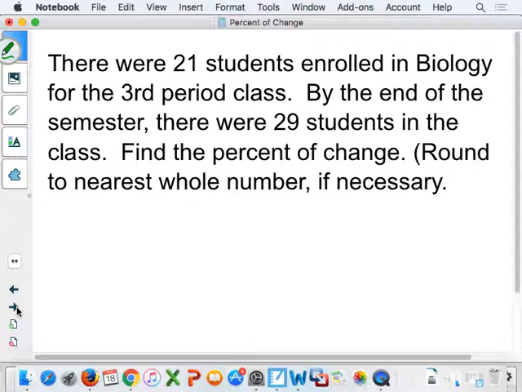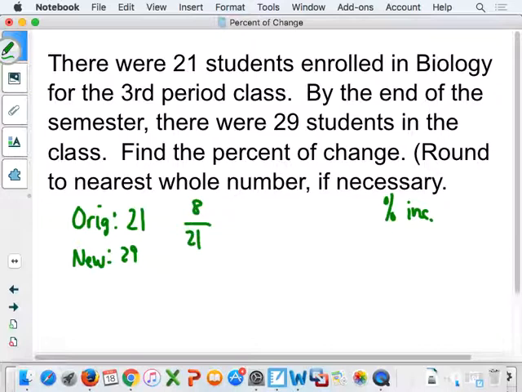There were 21 students enrolled in biology for the 3rd period class. By the end of the semester, there were 29 students in the class. Find the percent of change, round to the nearest whole number. Okay, so what was our original number? Our original number was 21. Okay, now by the end of the semester, our new number is 29. So first of all, is that an increase or a decrease? Well, that's an increase. Okay, so what is the difference? 8. And how many did we originally have? It was 21.